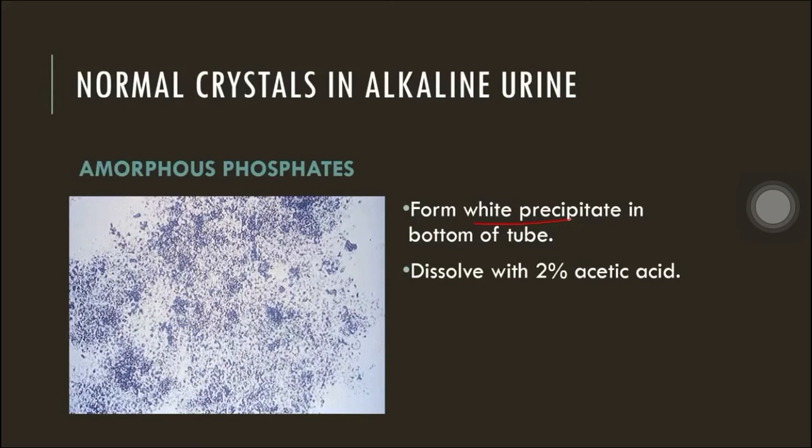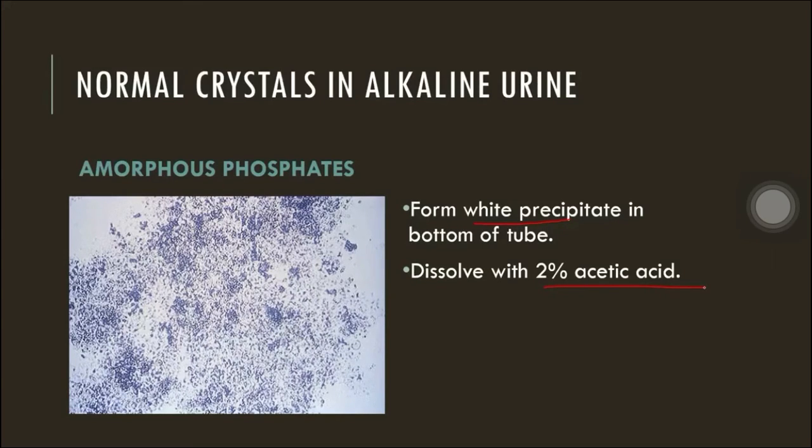So what is the second way for you to differentiate amorphous phosphates and amorphous urate? Of course, look at the pH. If acidic, urates. If alkaline, phosphates. So, just like amorphous urates, amorphous phosphates may obscure clinically significant sediment. In order for you to eliminate this interference, you can dissolve amorphous phosphates with dilute acid, in this case, 2% acetic acid.